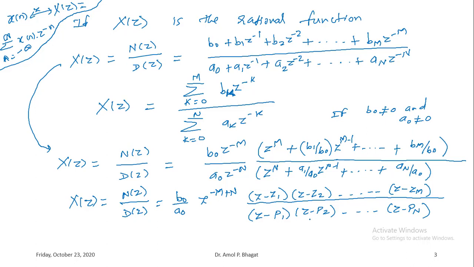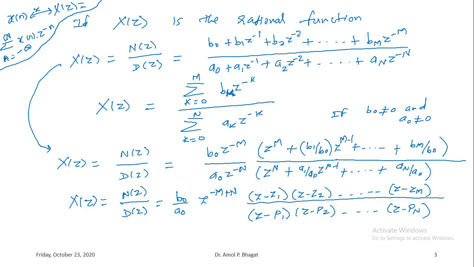Similarly, if I substitute z equals p2, then z minus p2 will be 0 and it will be 1 upon 0, so it will be infinity. So it will have capital N poles as p1, p2 up to pN, right? So I'll just rewrite this last function once again.